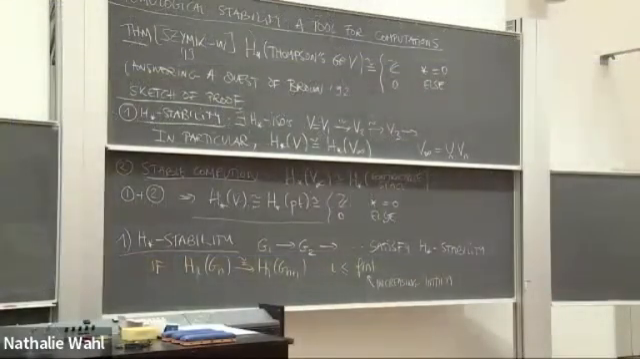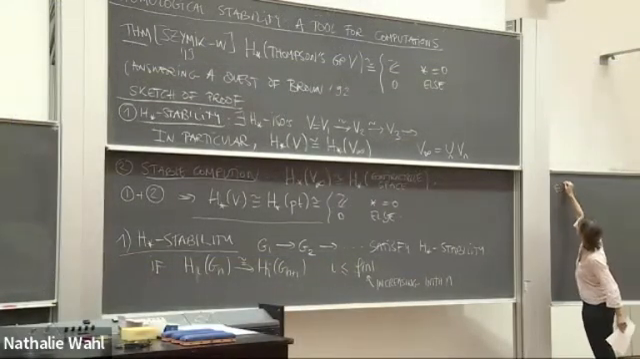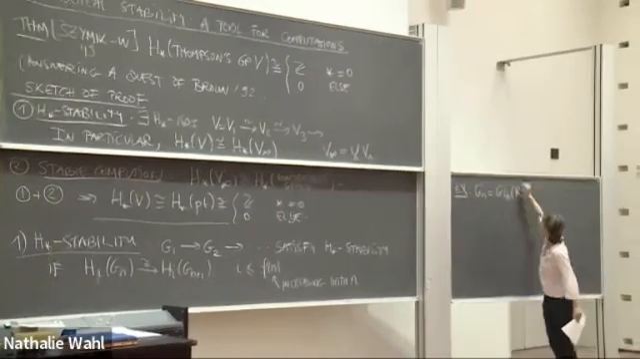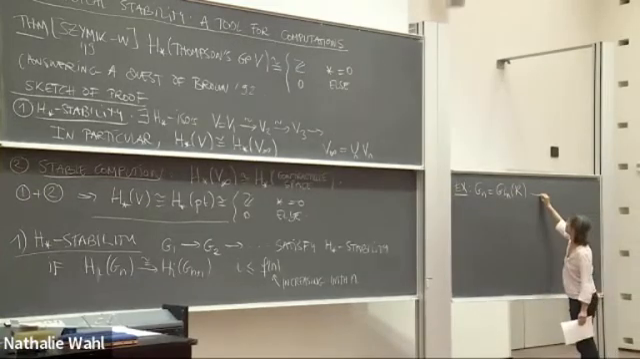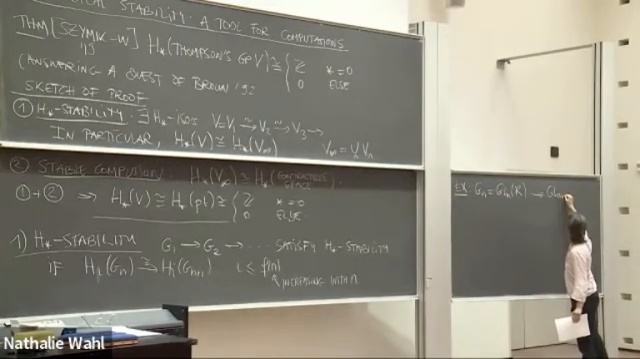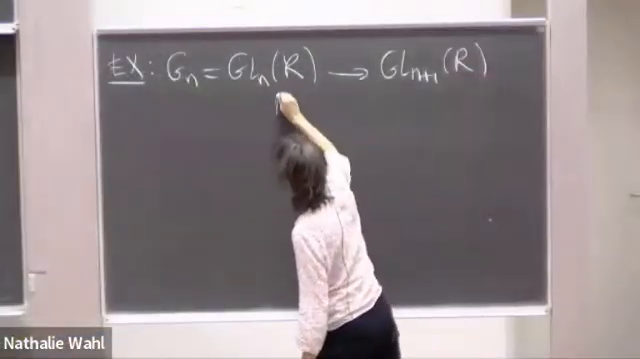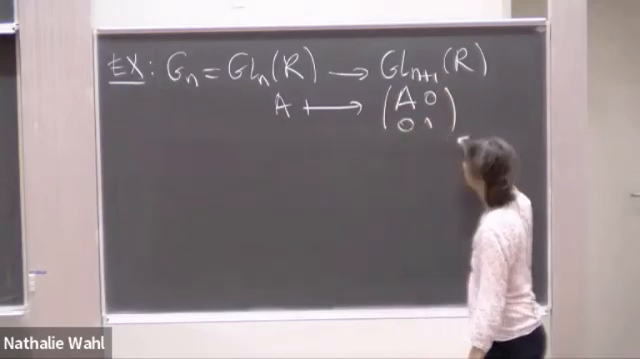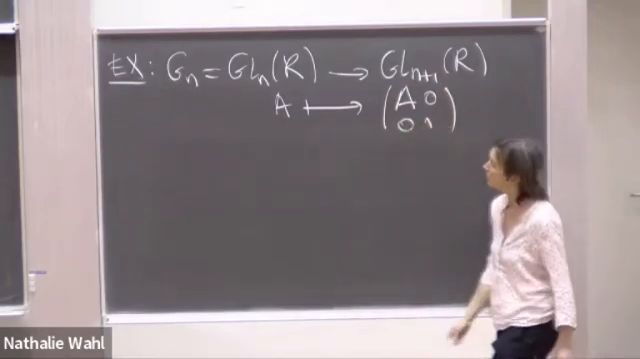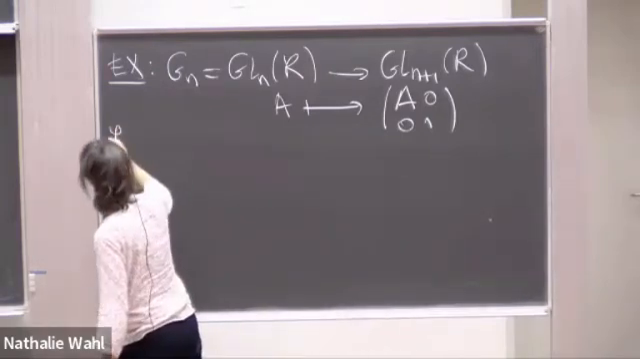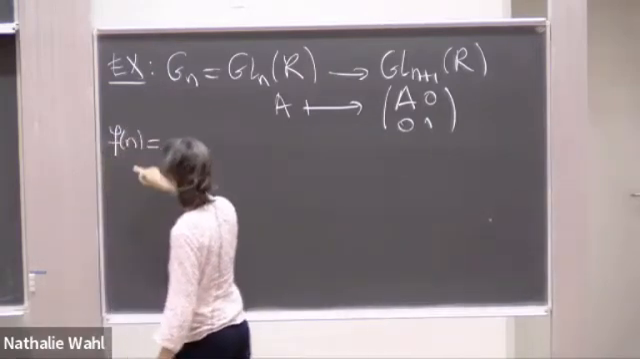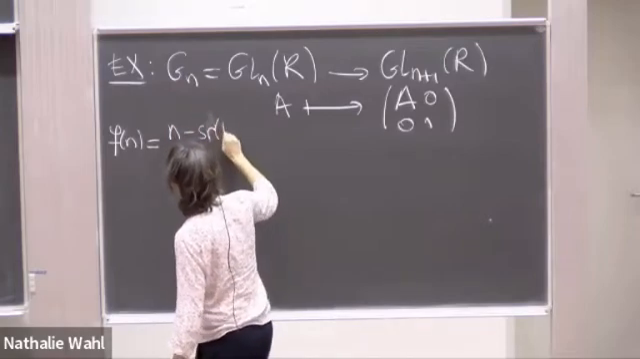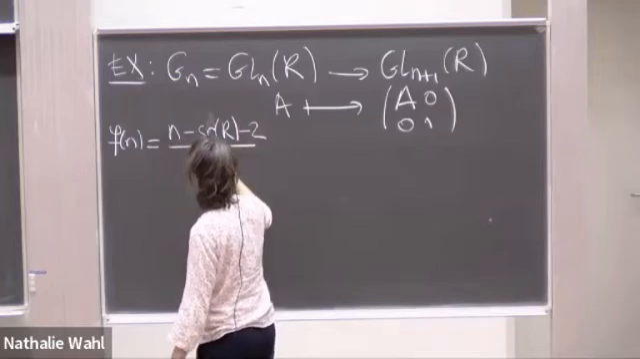Okay, so for example, we could take Gn to be GLn R for some ring R, and then a map to GLn plus 1 R to take a matrix to the block matrix where I add a 1 in the bottom corner. In this case, these groups satisfy homological stability, and you can take the function f of n to be n minus the stable rank of the ring minus 2, over 2.